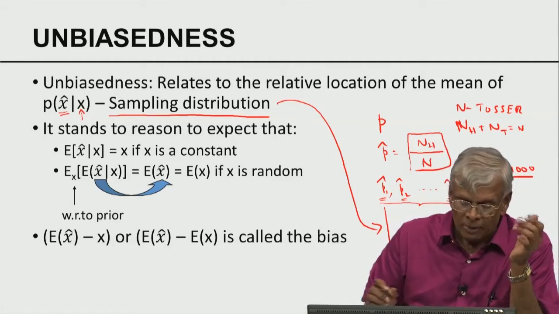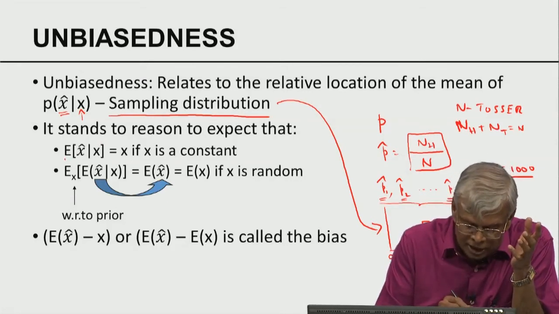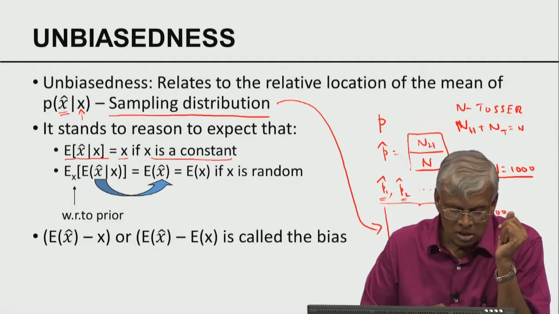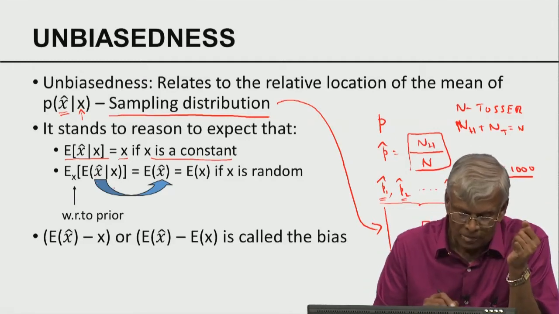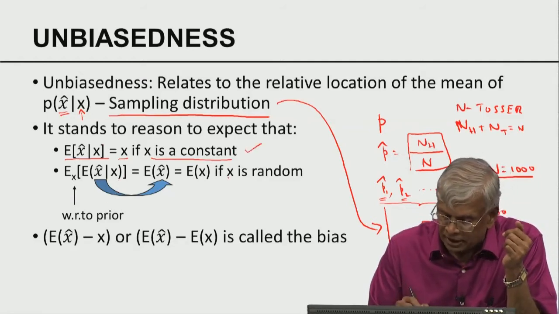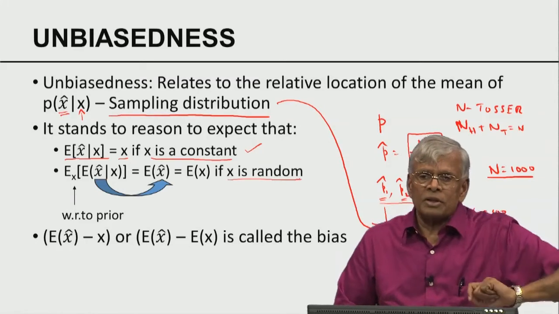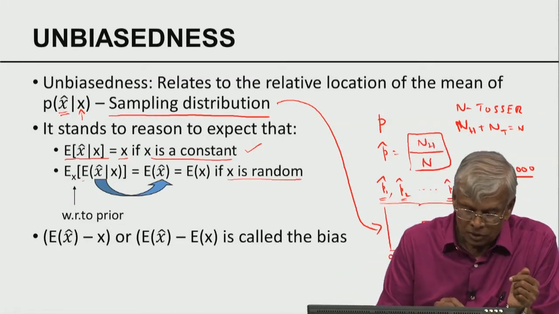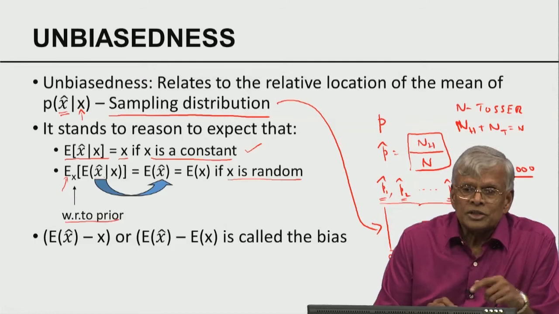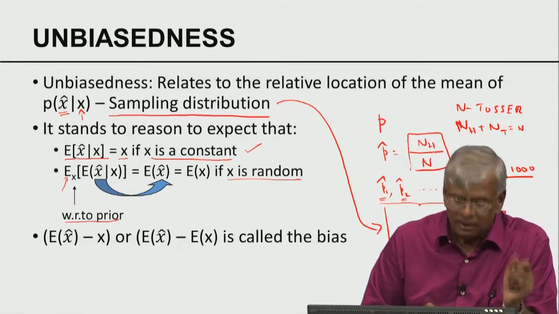It stands to reason to expect that the conditional expectation of X hat given X is equal to X when X is a constant. So in the first case X is a constant, in the second case X is random. Nature picks X from the prior distribution, so this is the expectation with respect to the prior. The second one is the sampling distribution that is related to the randomness arising from sampling.